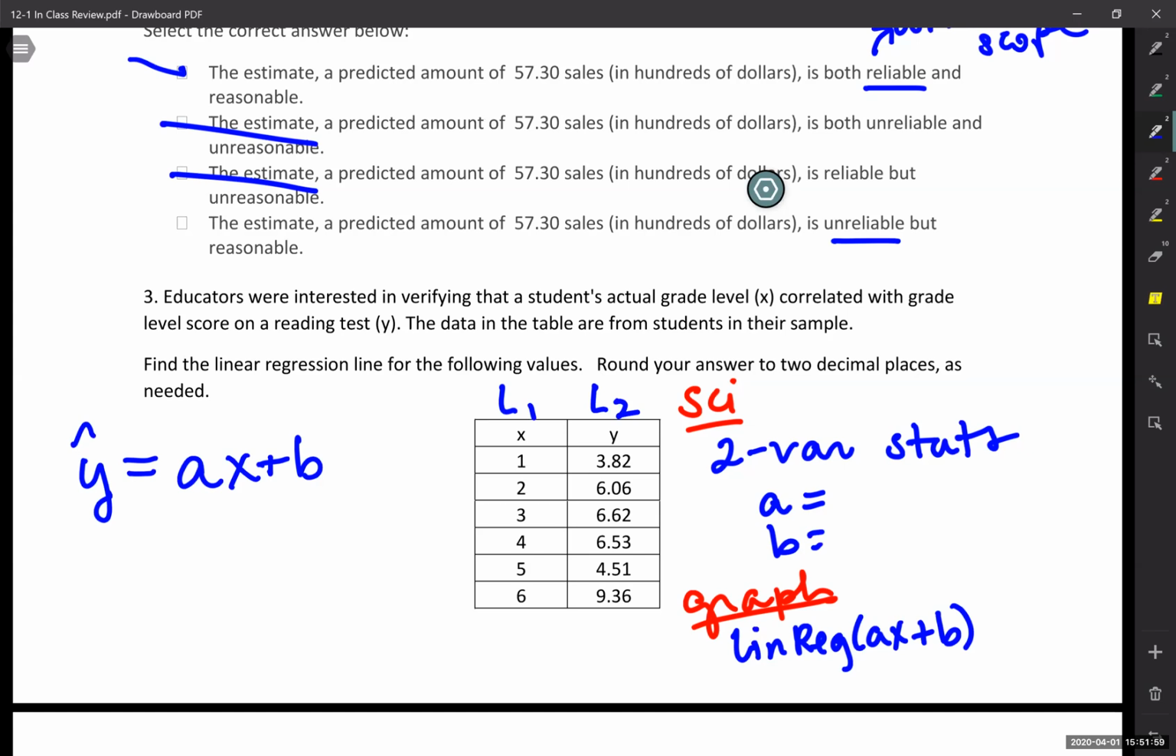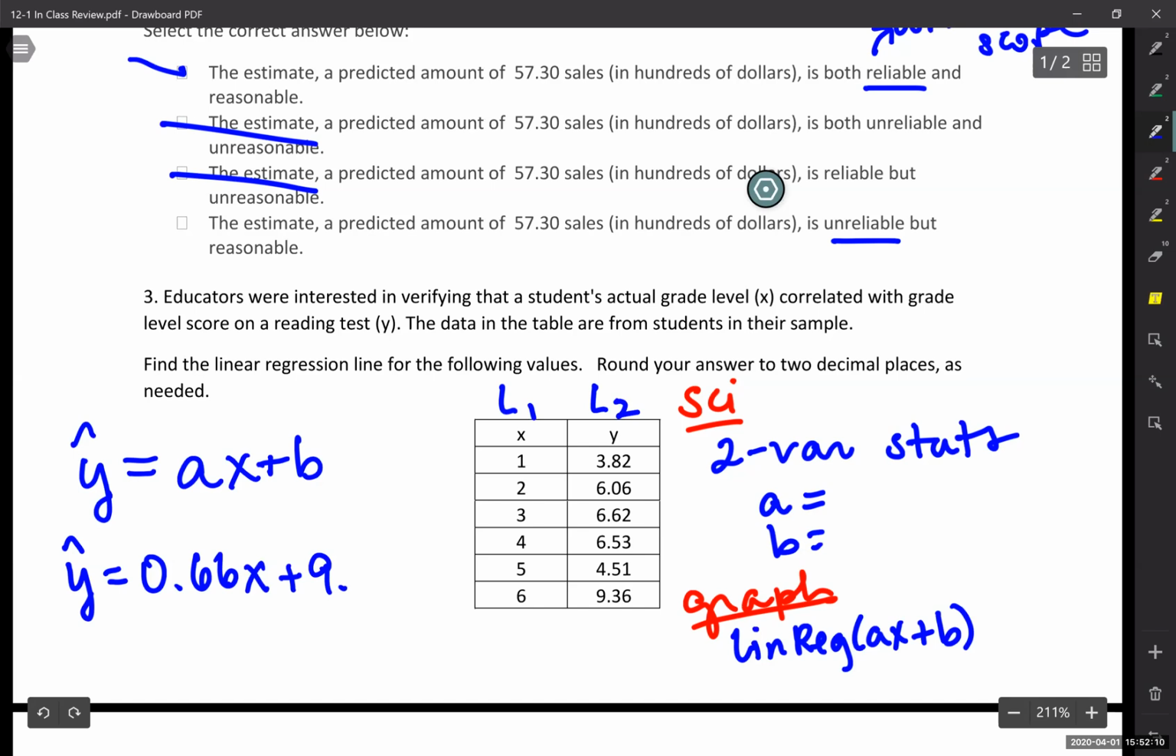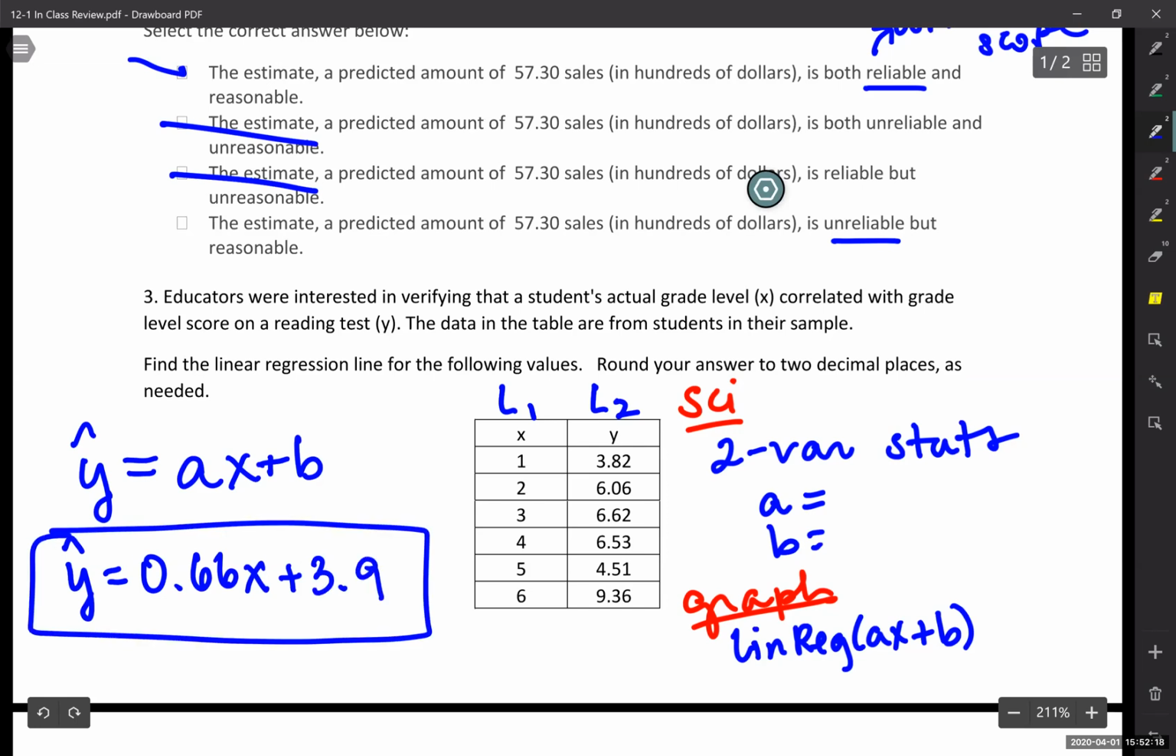All right, so there's nothing to do here. It's purely a calculator problem. It says round to 2 decimal places. So here we go. I wrote those backwards. 3.9. And that is the answer to number 3.